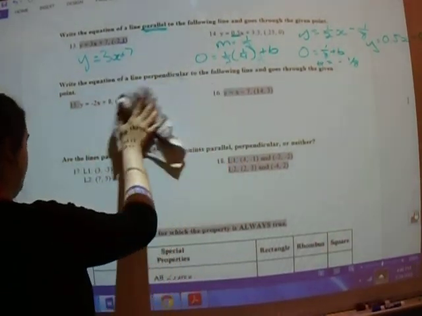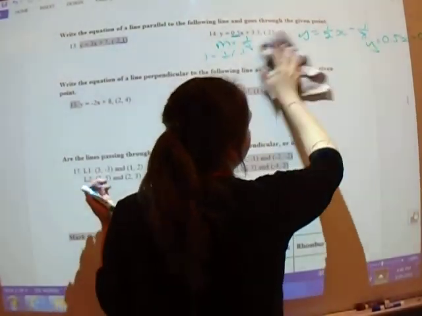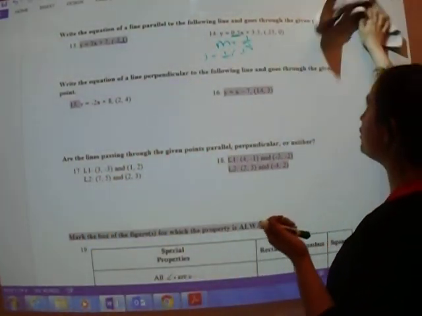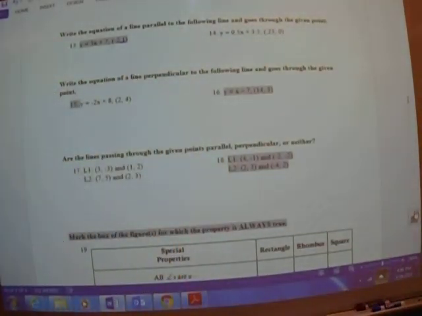All right, guys, I'm not going over number 19 because you have it in your graphic organizers. If you just look at your graphic organizer, you'll be fine. You'll be able to do this one.